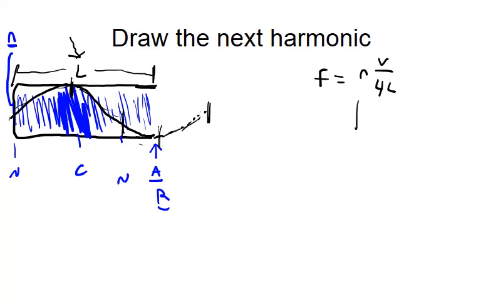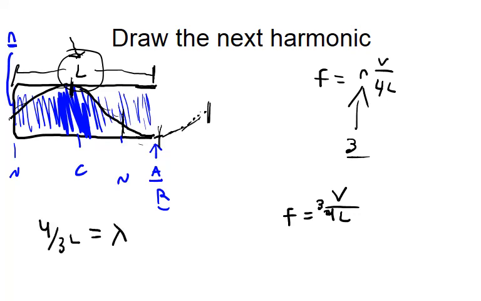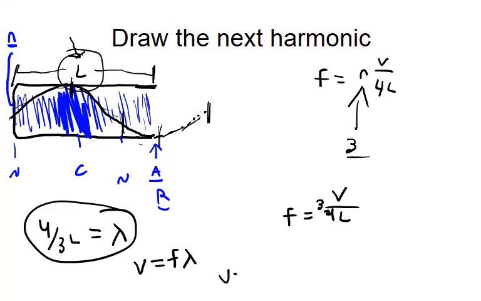And so what ends up happening is it skips the second harmonic and you go straight to the third. So in other words, you have V equals frequency over 3, 4L. And because L here is only 3/4 of the full wavelength, when we flip this to be 4/3, right? 4/3 L is equal to the wavelength. And we place that in here, V equals frequency times wavelength. And so we have V equals frequency times 4/3 L, right?